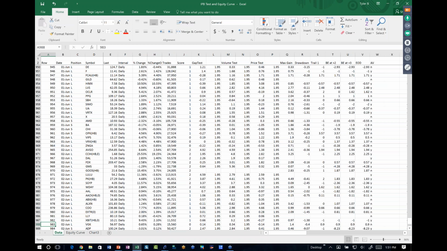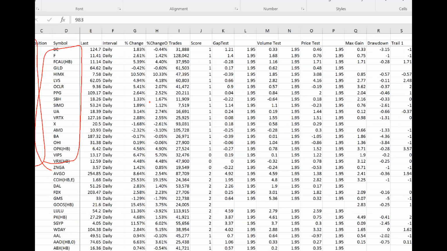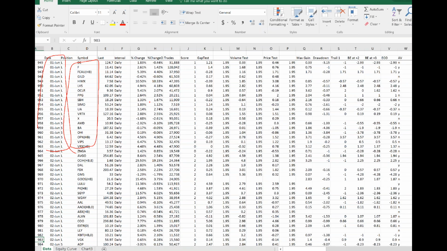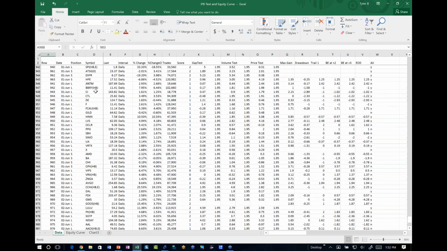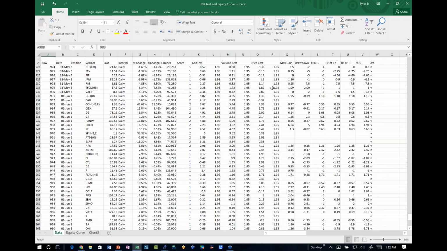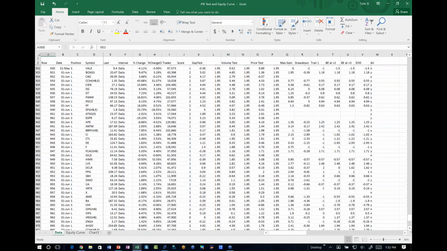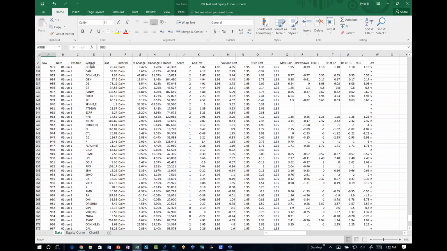Okay, so for example, on June 1st, there's the date. These were all the stocks that were on my watch list. There's actually a few more. Okay, trying to show you all of the stocks from June 1st, but it's a little hard for me to grab it exactly here. Okay, so there's all the stocks from June 1st. You can see there's quite a few of them. There were 33 stocks on the watch list on June 1st.